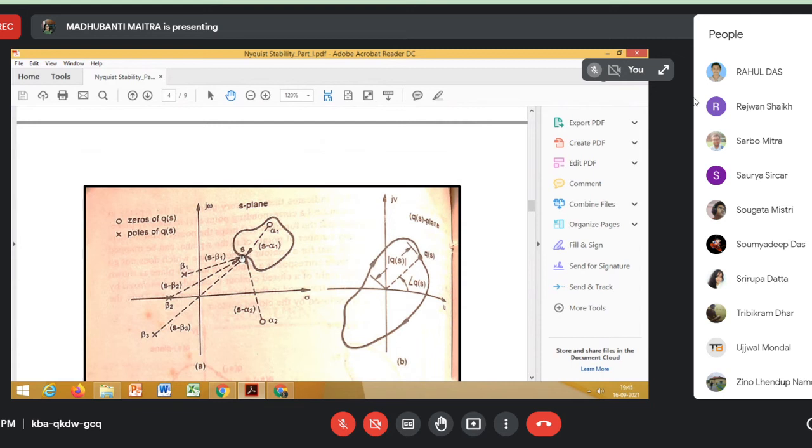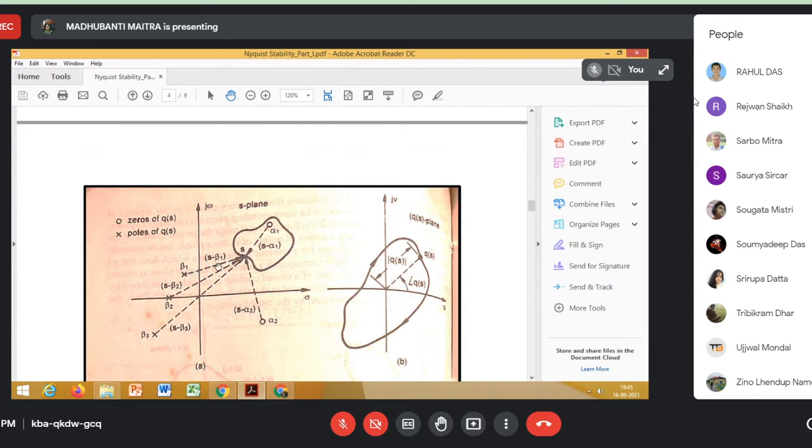So I repeat, from this diagram, it's clear that one zero of Q(S) is being enclosed by this S-plane contour, which we have otherwise taken arbitrarily. Now, let's take a point on this S-plane. So this is the point of concern on the S-plane and also on the contour. This is the point of interest.